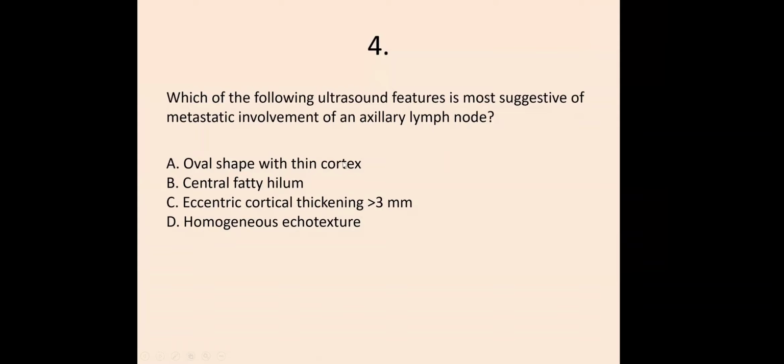A normal lymph node will be oval or uniform in shape, with a cortex and a echogenic fatty hilum, and they will have a homogeneous echotexture. So eccentric cortical thickening of more than 3 mm is suspicious in a breast cancer patient, which I have already discussed in detail in the lecture.